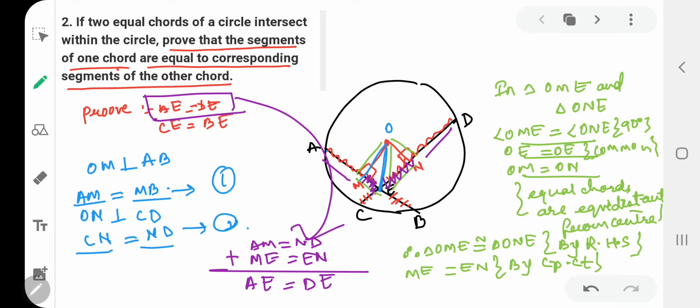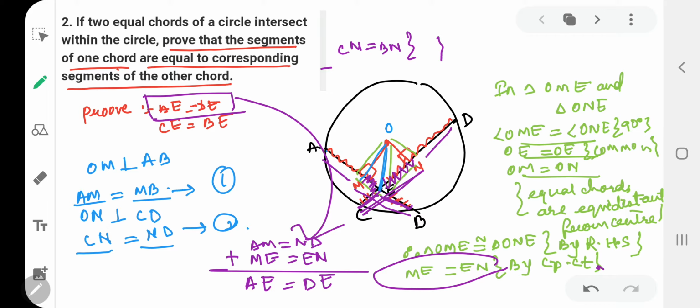Now you want to prove that CE is equal to, that is, this part is equal to this part. We know that CN is equal to BM, because even these are equal parts, the two halves of two equal chords, so they are equal. Now we already have ME.